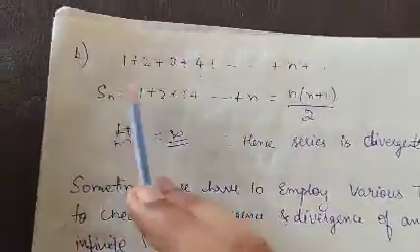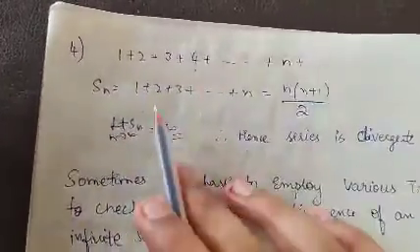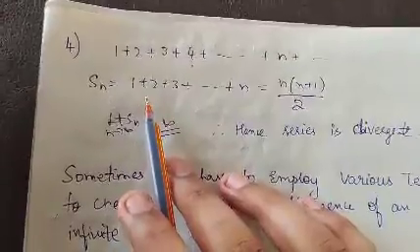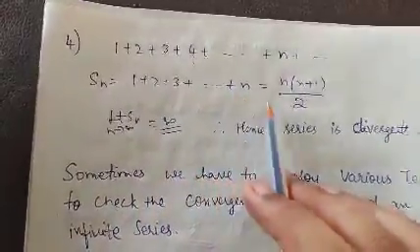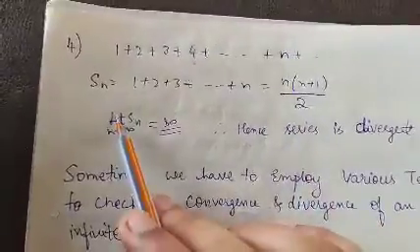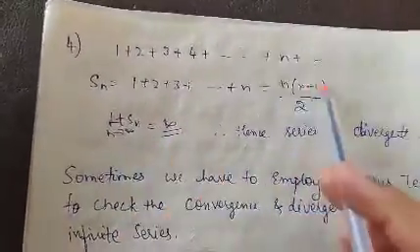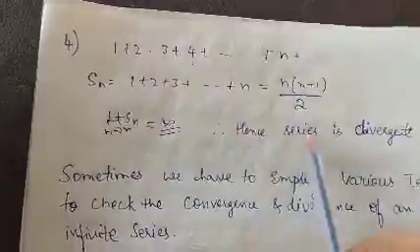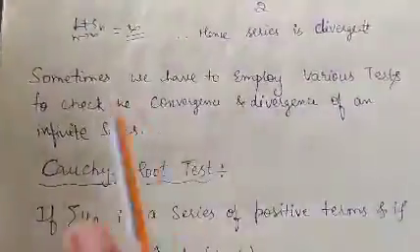So what is Sn? Sn is nothing but the sum of first n terms. What is the sum of first n terms? 1 plus 2 plus 3 plus up to n. So what is the summation? It is nothing but n into n plus 1 by 2. When you substitute, the limit of Sn as n tends to infinity is nothing but infinity. So the series is said to be divergent.